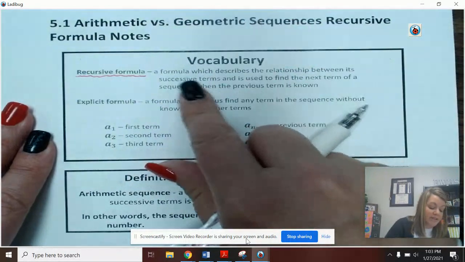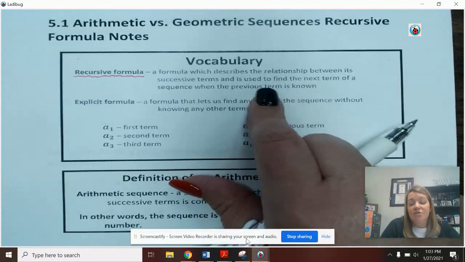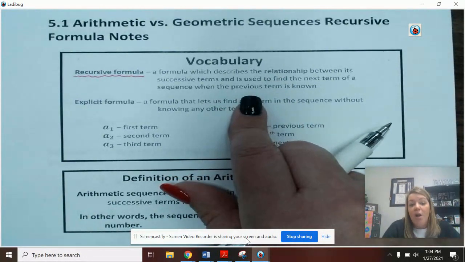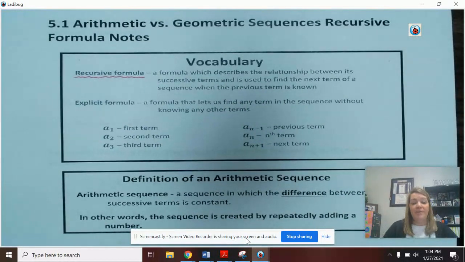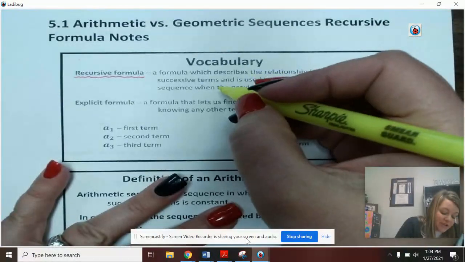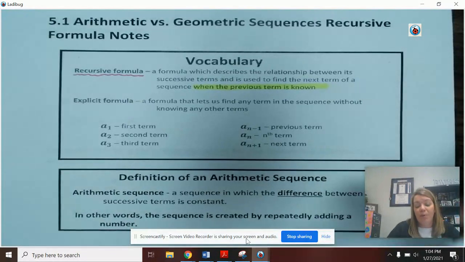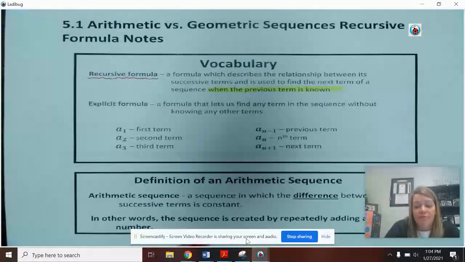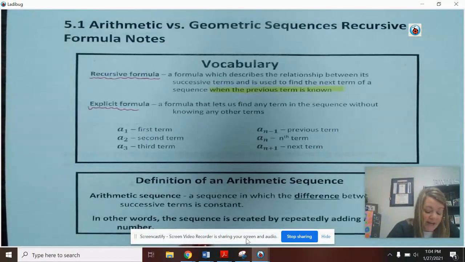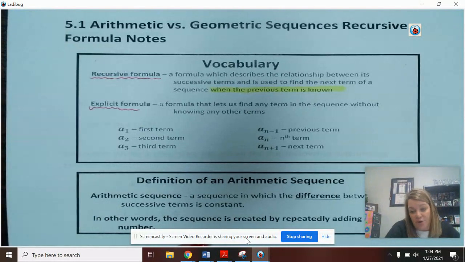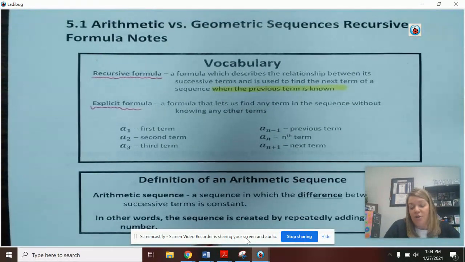The recursive formula is a formula which describes the relationship between its successive terms and is used to find the next term of a sequence when the previous term is known. That is the absolute most important part about the definition of recursive formula. You have to know the previous term, or really the first term. Super important part. You can't use the recursive formula unless you know the first term. The explicit formula says that it's a formula that lets us find any term in the sequence without knowing any of the other terms. So we can use that formula to find any term in an entire sequence.